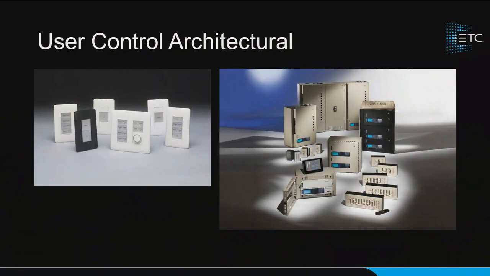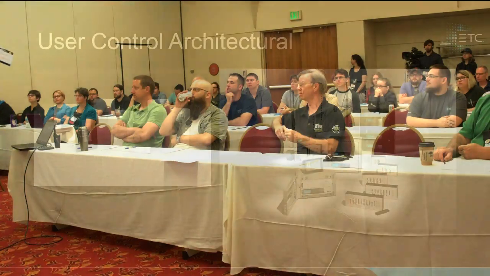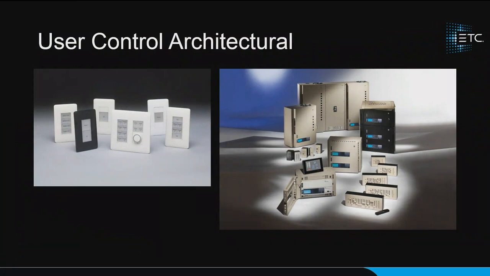You can walk around the building. This is an ETC building. So you got your LCD station right there. So you see the user controls for architectural all over the place. And as we go through the prints, we'll go from simple system to super complex system, and we're going to see how all that stuff interacts with each other.